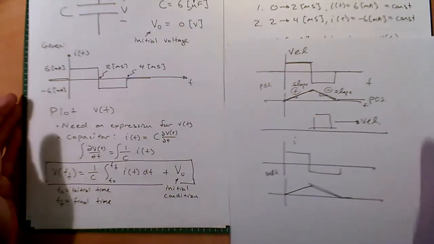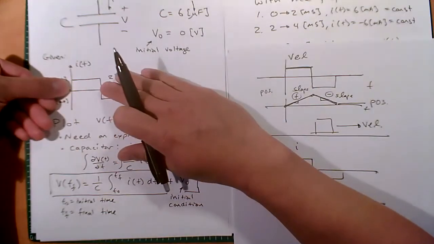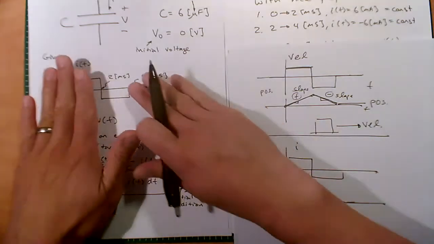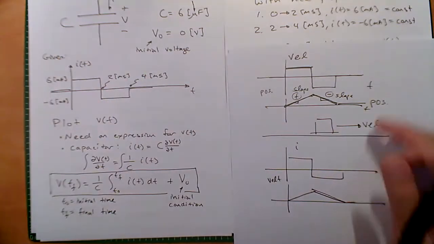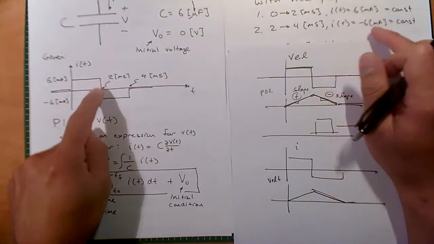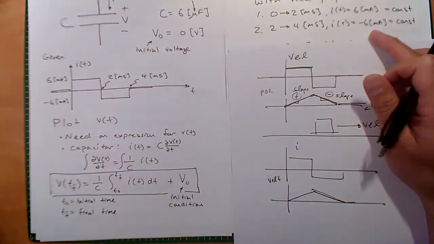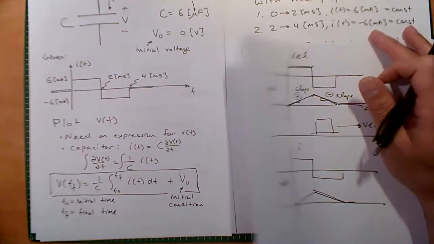For this problem, we see some nice intervals, I would say. We have a nice 0 to 2 millisecond interval, and we have a nice 2 to 4 millisecond interval, right? And the reason why it's nice is because it's a constant 6 milliamps here and a constant negative 6 milliamps here. That's just part of what's given to us in this problem, right?